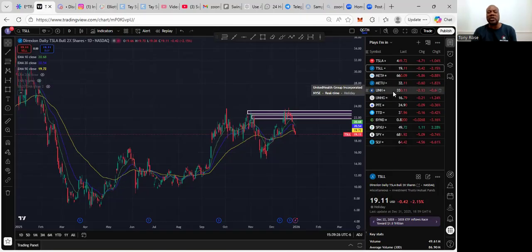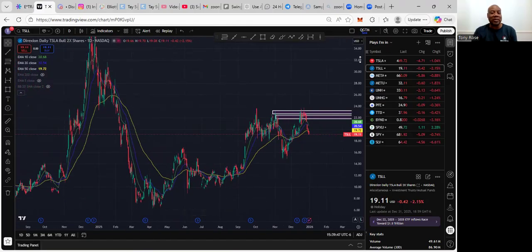UNH, I have 160 shares. Actually, I put an extra 1,000 in the other day. I got a check and threw 1,000 in the brokerage account and got 10 more shares of UNHG. Already had 150, got 10 more, but that's down 21 cents.